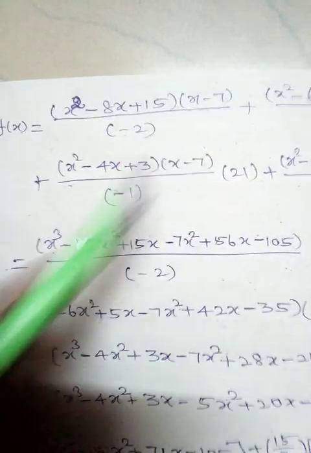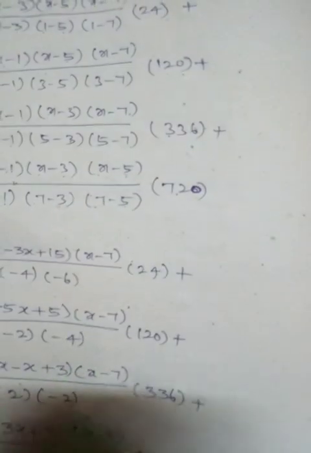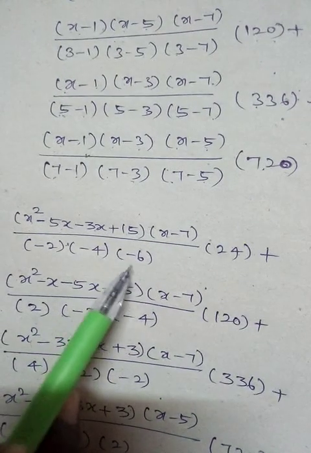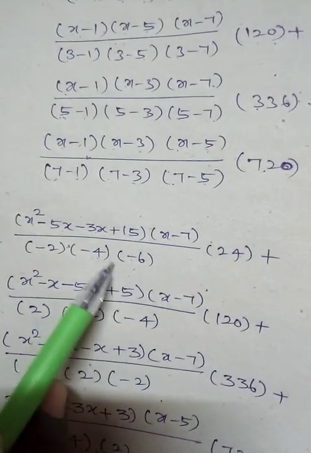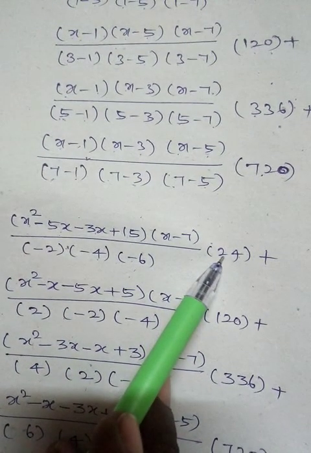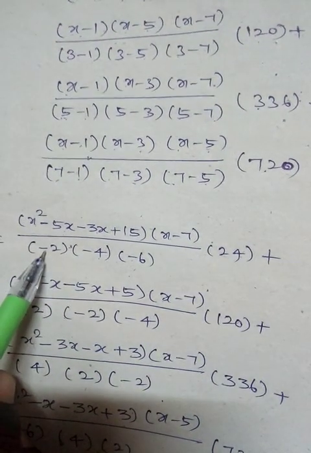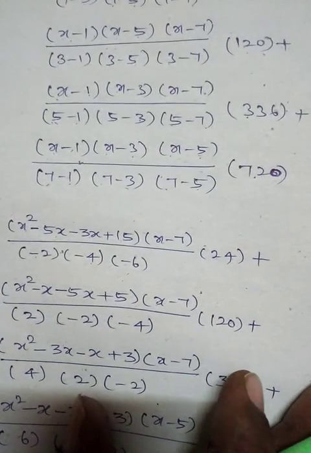So what about this 24? I can simplify 4 into 6. So minus 4 into minus 6 will be plus 24. This 24 will be cancelled. Now only we have minus 2. Are you clear? So this is the way I can simplify all the terms.